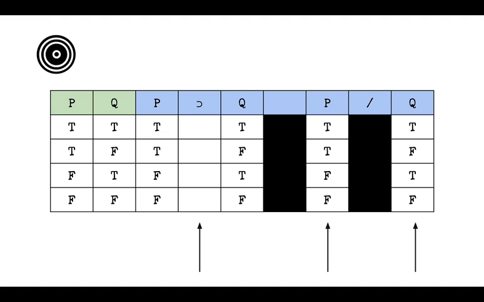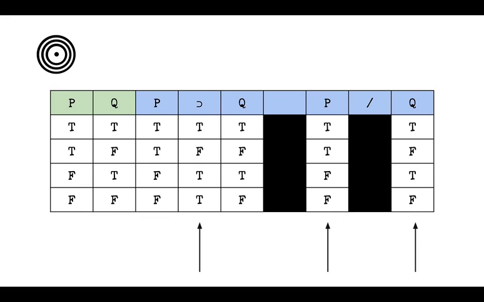And now we calculate the operators. We begin with the smallest scope and we move towards the final column. Now that's already 2/3 done for us. Let's just calculate here this horseshoe column. Remember, horseshoes are only false when the antecedent is true and the consequent is false. So for this column, the only false is that middle row. So that is what this truth table looks like.